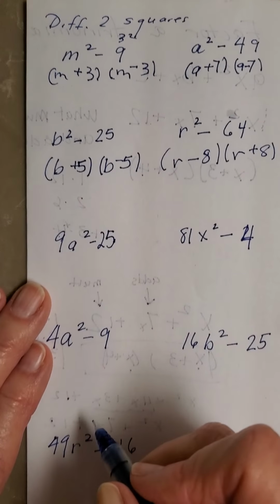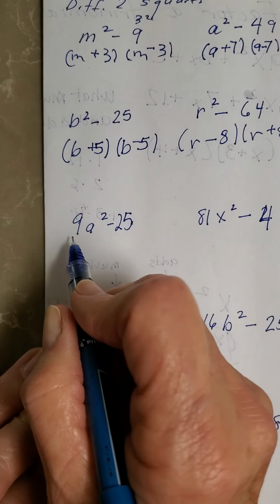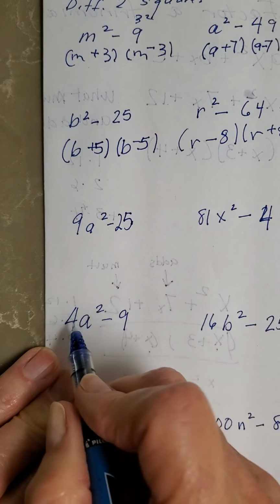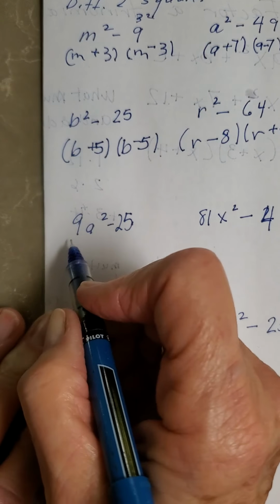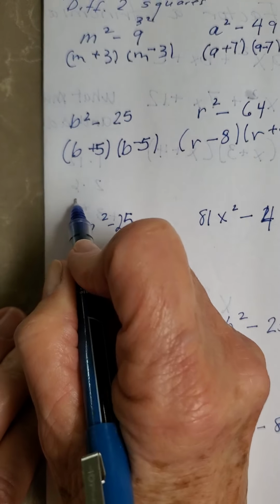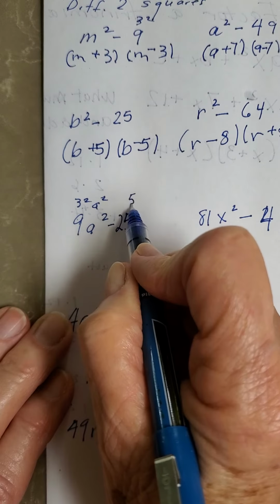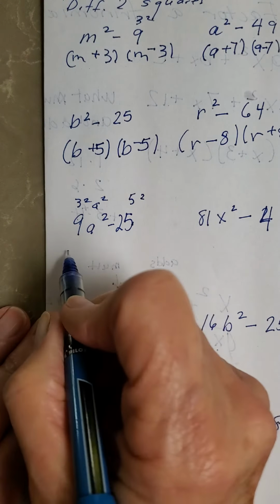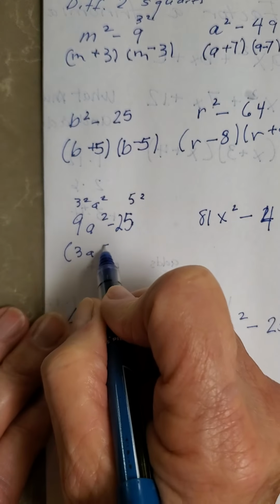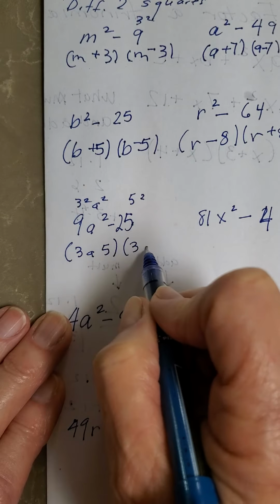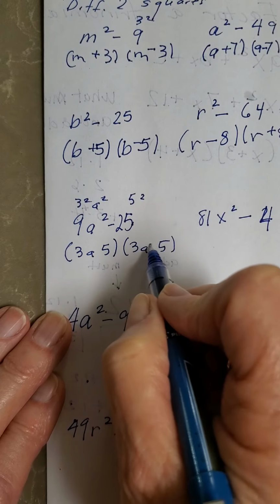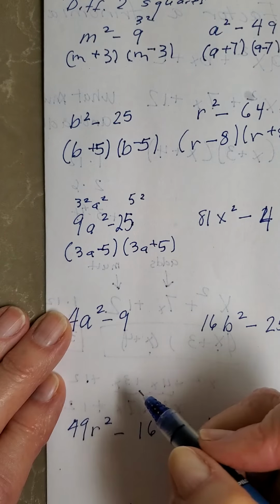Now, we can also have a perfect square at the beginning of this. So let's look at this. 9 is 3 squared, this is a squared, and 25 is 5 squared. So our factoring is going to be 3a and a 5, 3a and a 5, one plus, one minus.